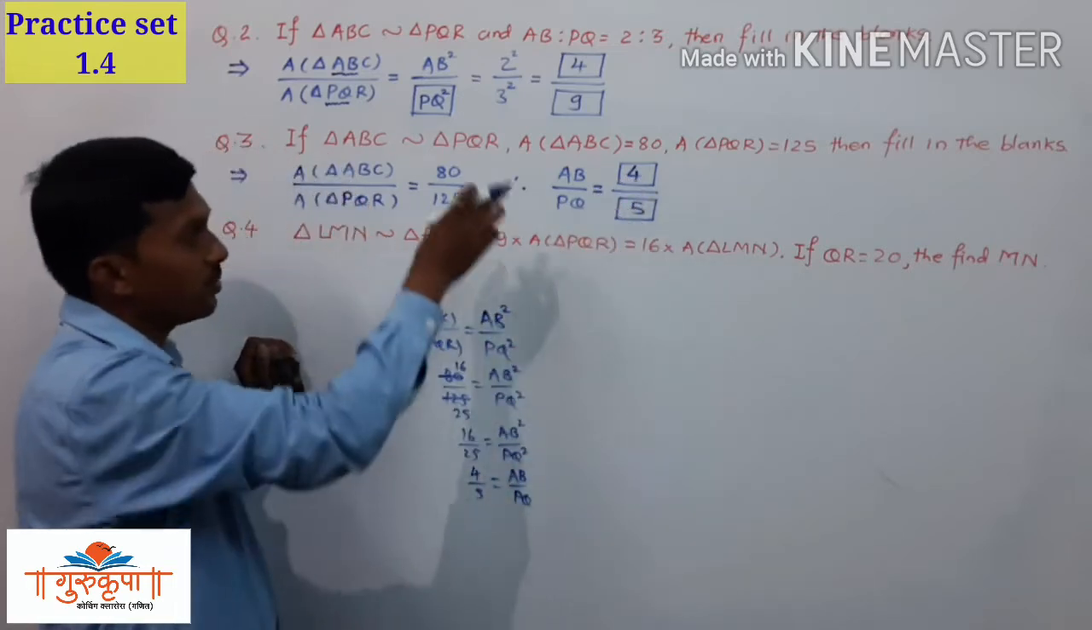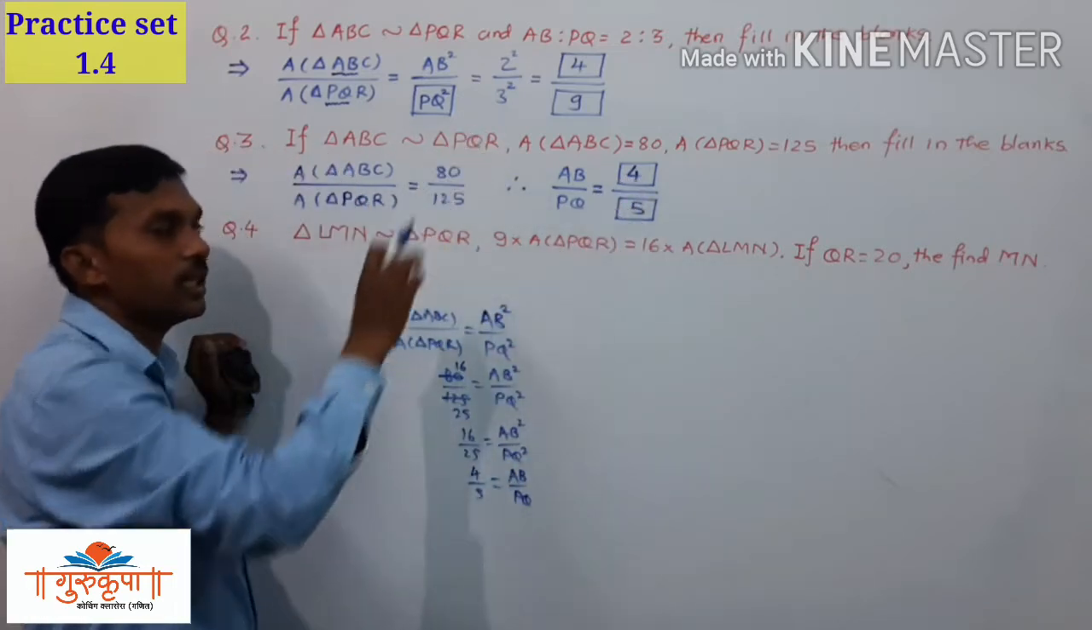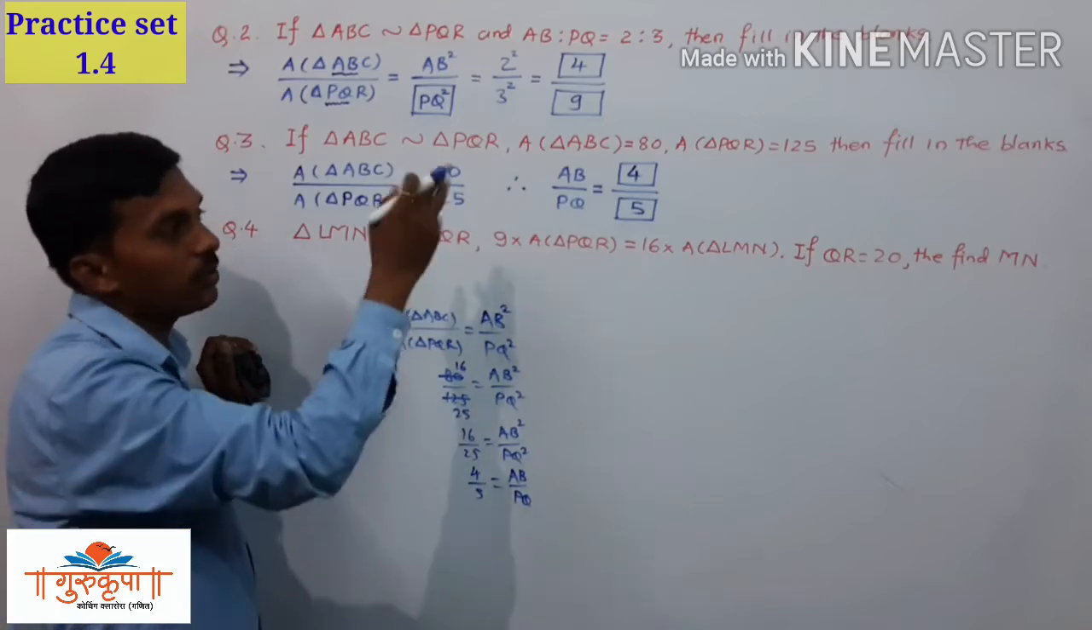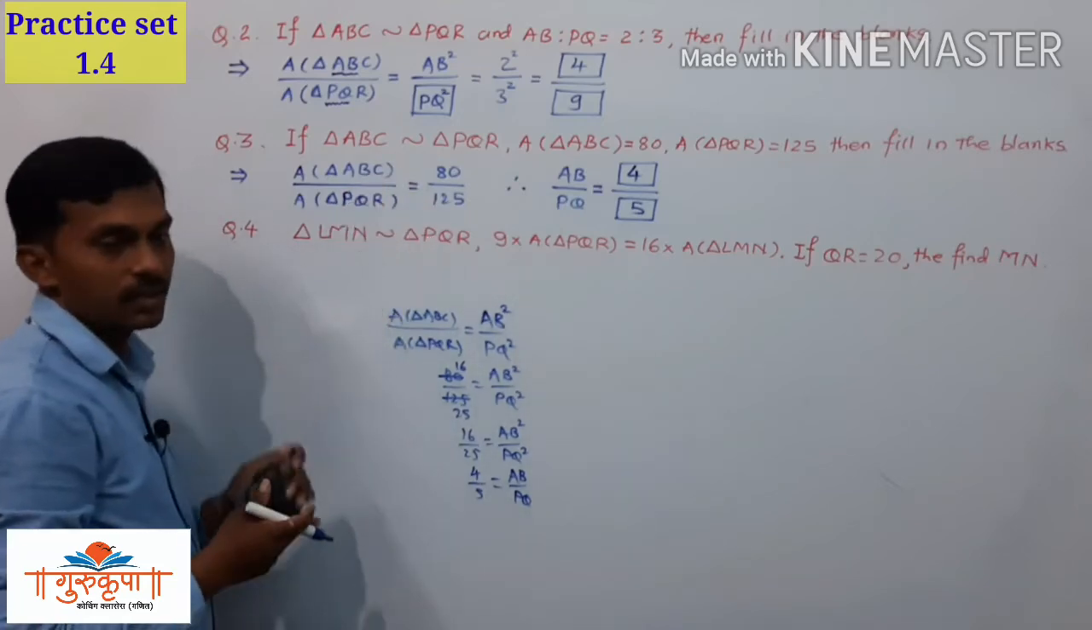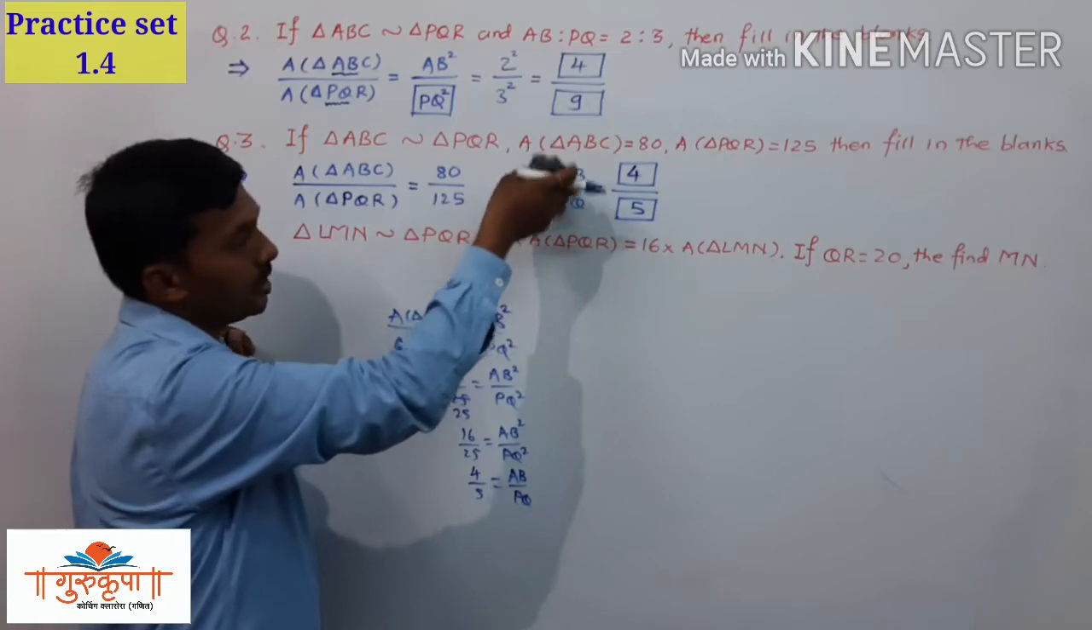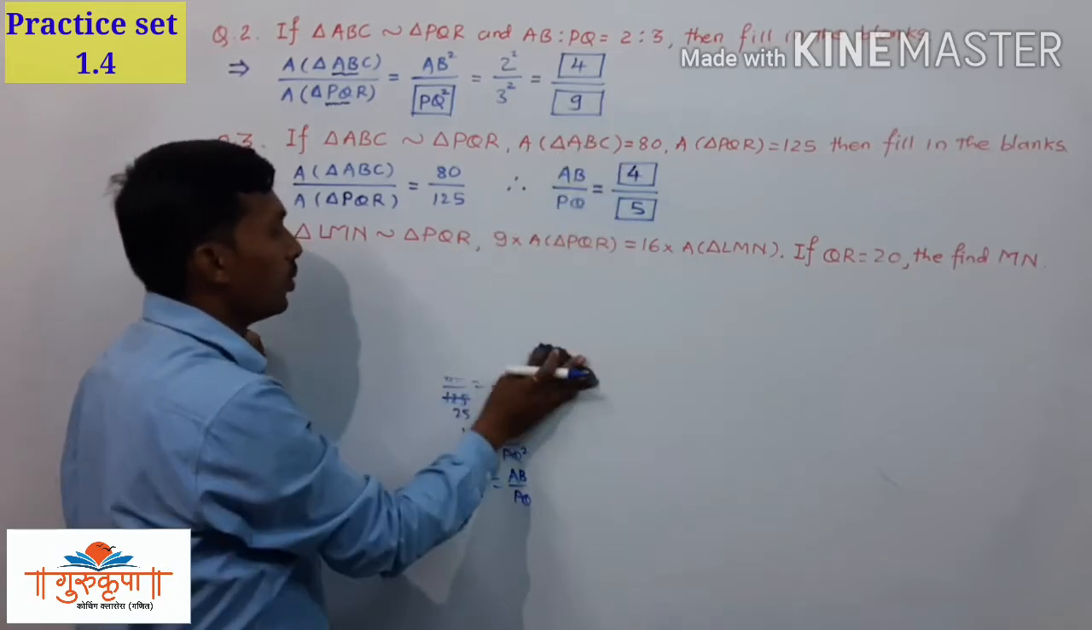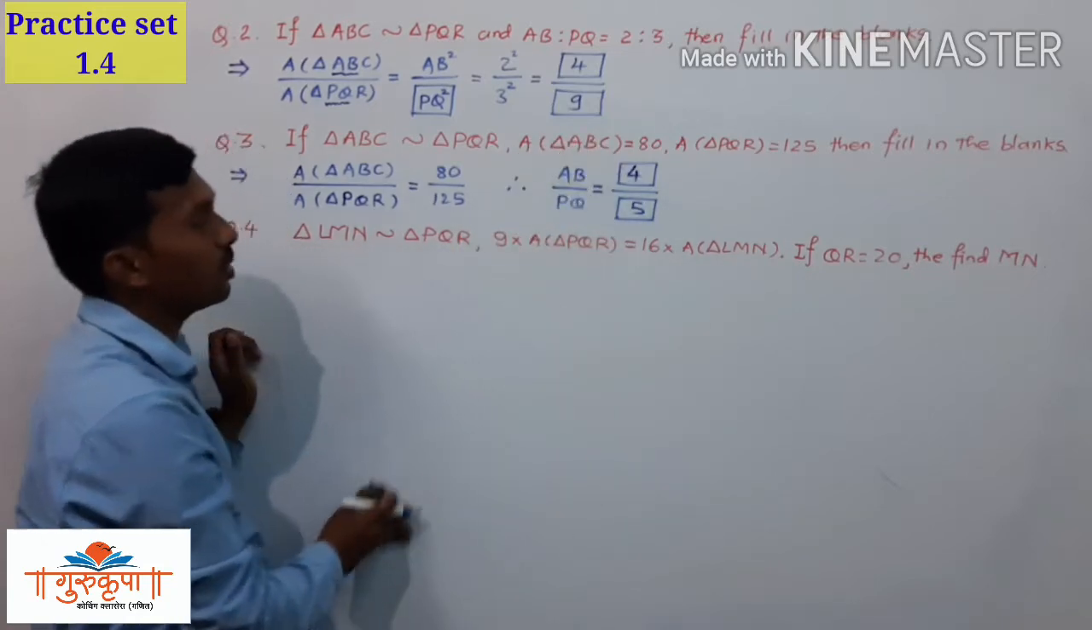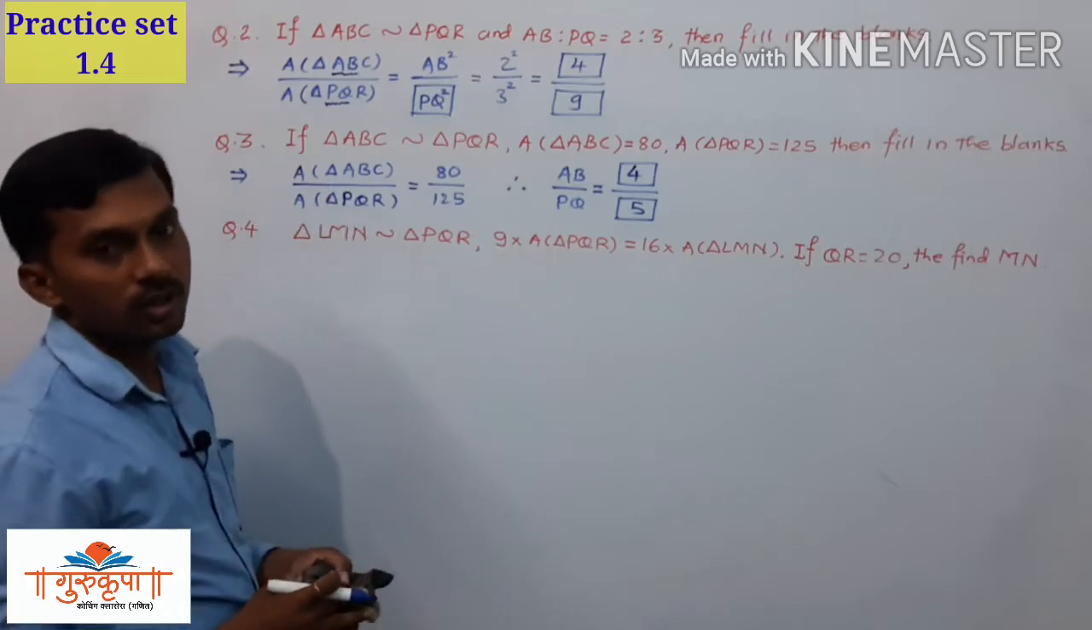These calculations we cannot write here as it is an activity. We just have to fill the blanks. So we fill the blanks, that is AB upon PQ is equal to 4 upon 5. So this is all about the third question, third example.